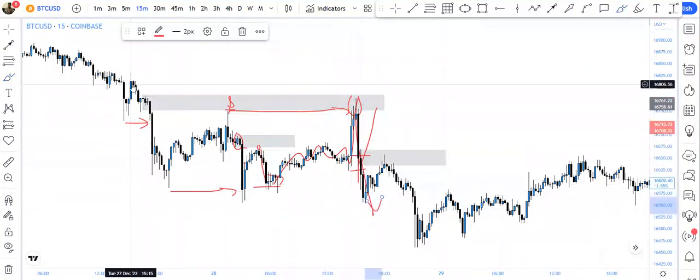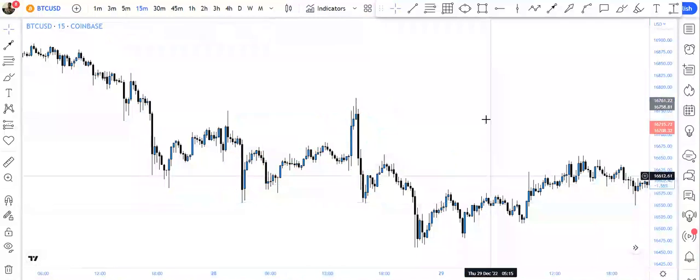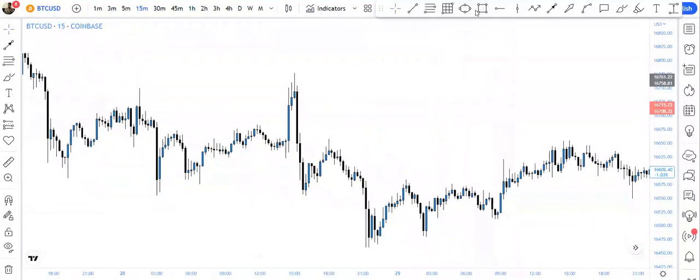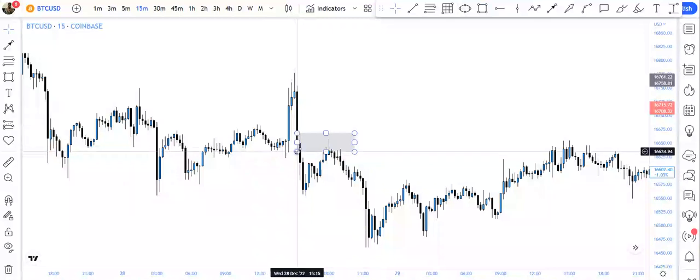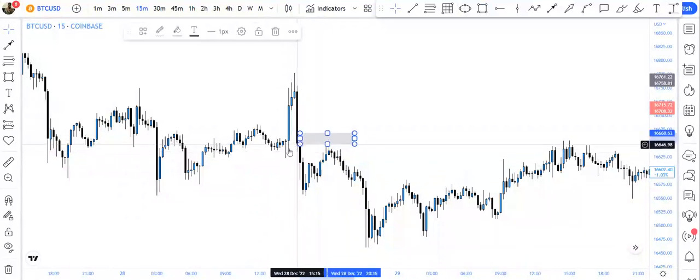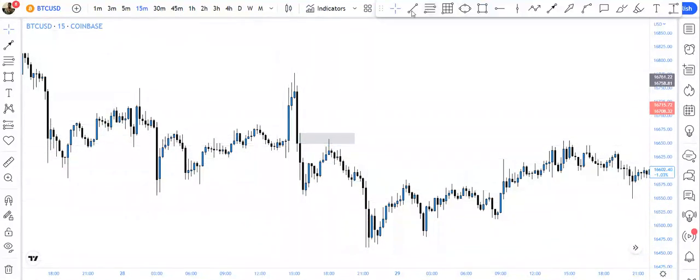And then, as I mentioned previously, a wick is still a supply zone. As you can see, this is the wick right over here. But I like taking two wicks like this because it's just a better zone. But yeah, you can definitely take this wick. If you guys want to see, this wick is definitely a supply zone.